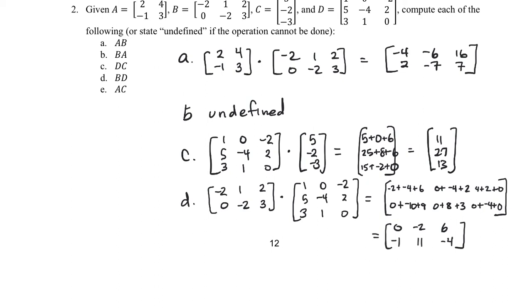And then for part E, we have matrix A, which is a 2 by 2, and matrix C is a 3 by 1. So that's not going to work. So it's undefined.